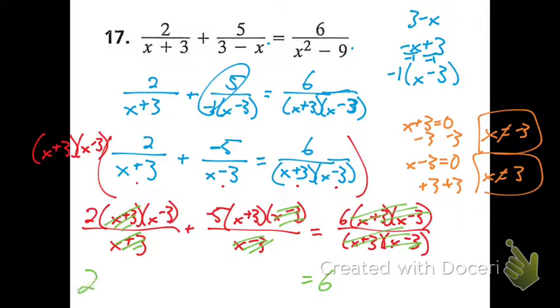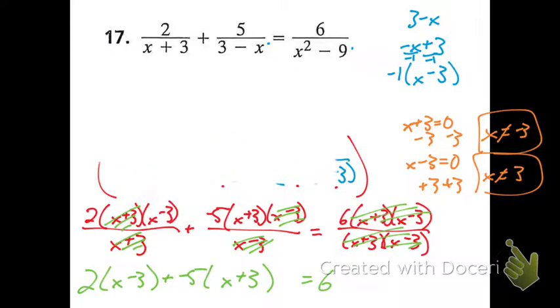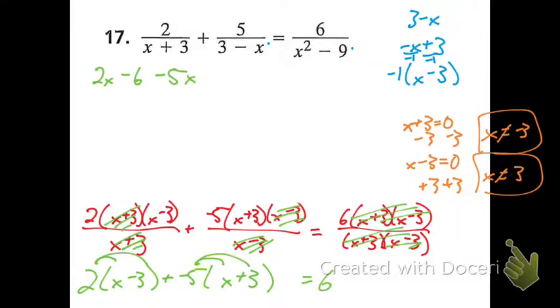Now, what I have is 2 times x minus 3 plus negative 5 times x plus 3 on the left side. Because now, ladies and gentlemen, we can distribute. So 2 times x is 2x. 2 times negative 3 is negative 6. Negative 5 times x is minus 5x. And then negative 5 times 3 is negative 15, and that's still equal to 6. This is a more manageable equation. I'm going to combine like terms. So there's my negative 3x, and this is minus 21 equals 6.